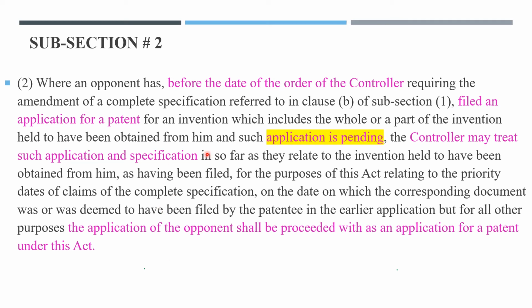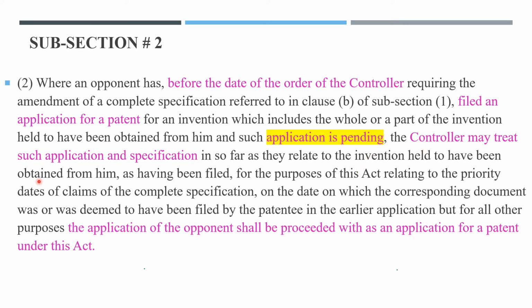Fine. So let me read it again, and please observe the letters in pink. Where an opponent has, before the date of the order of the controller, that means till now the controller has not ordered, requiring the amendment of a complete specification as per clause B subsection 1. That means just now we have discussed in this section only, section 26 subsection 1 clause B. You can refer to that. Filed an application for a patent for an invention which includes the whole or part of the invention held to have been obtained from him, that means from the opponent. And such application is pending. The stage of the application is pending.